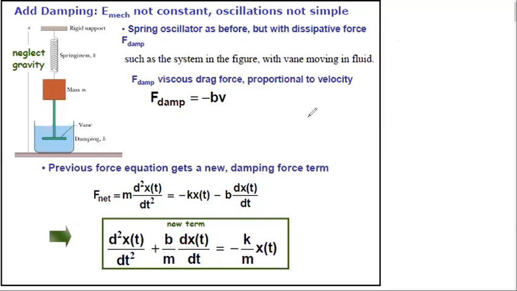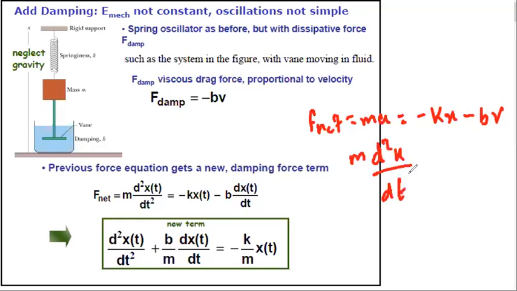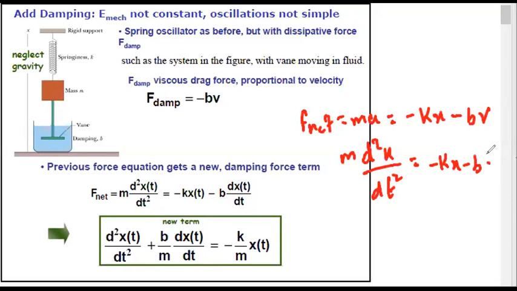So F net is equal to ma, which should be equal to minus kx, right? Yes or no? Okay. Now, since we have a damping force, this is equal to minus kx minus bv. Now, as I told you, this ma is m d square x by dt square, equal to minus kx minus bv. Now, v is equal to dx by dt, right? So this is the equation.